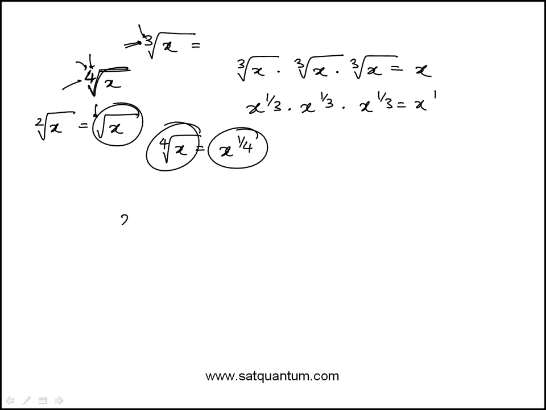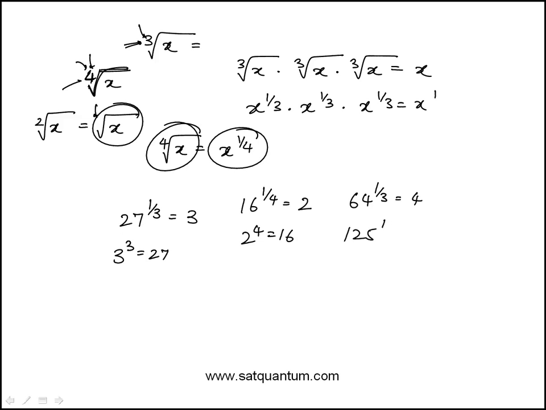In terms of some common examples, 27 to the 1/3, they're asking for the cube root of 27, which we know is 3, because 3 cubed is 27. And another one that's common, 16 to the power of 1/4 is 2, because 2 to the 4th is 16. 64 to the 1/3 is 4. So I'm just listing some of the common ones that are likely to show up.